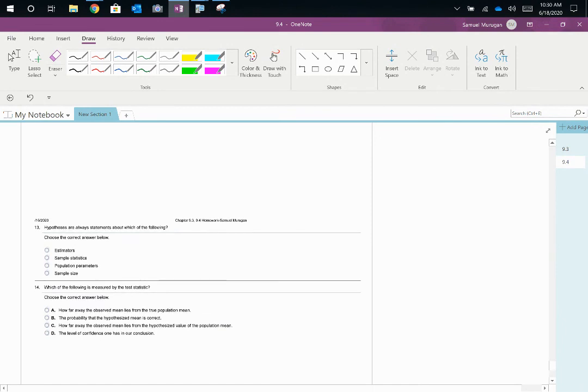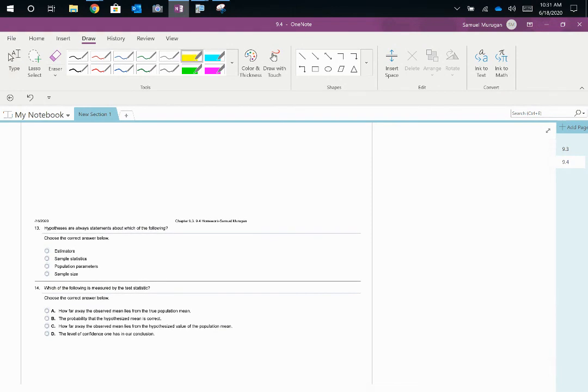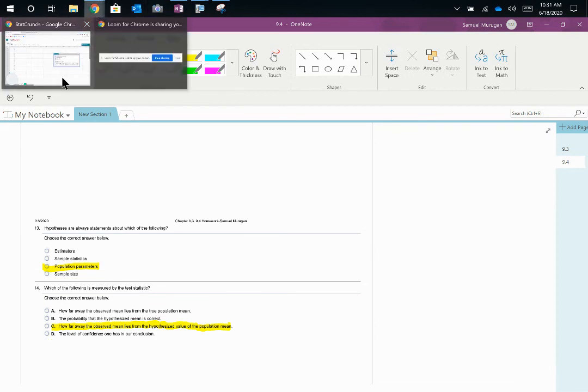Hypotheses are always statements about population parameters, so hopefully you guys were paying attention in the notes. Which of the following measures the test statistic? The test statistic is simply how far away from the observed mean lies the hypothesized value of the population mean. Okay, I think that's all the questions that you have for this section. So let's go ahead and conclude this video.